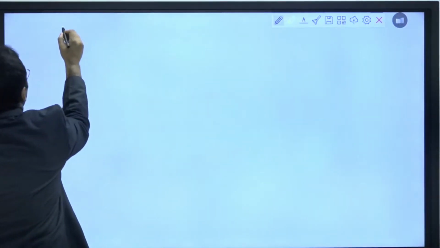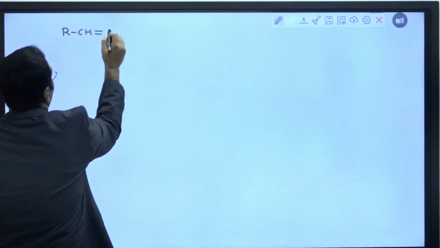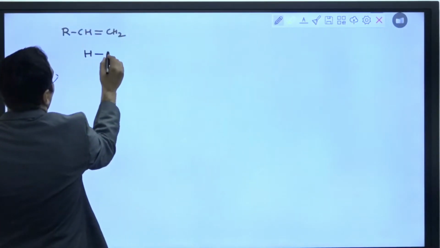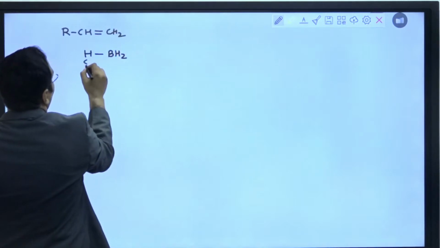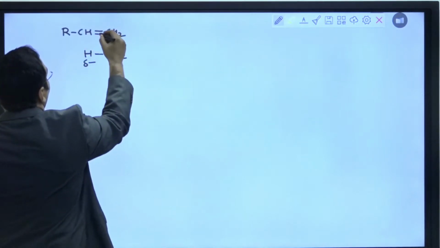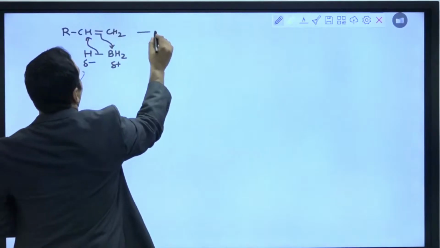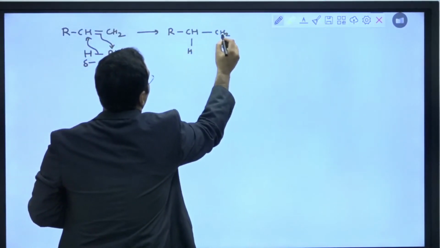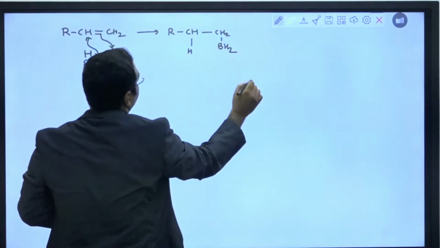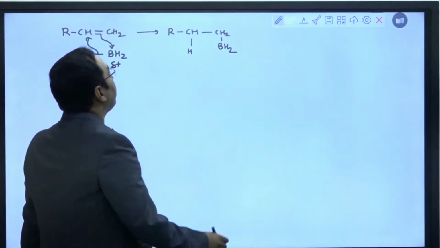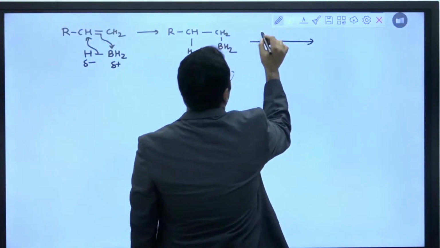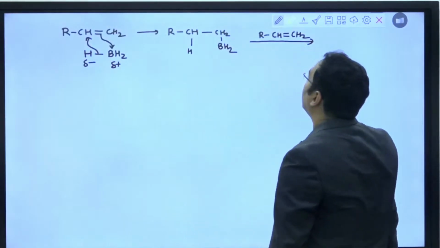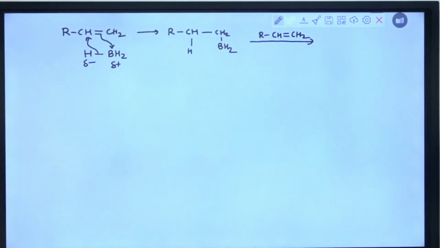So let's rewrite again. RCH double bond CH2 reacts with HBH2. H was the negative part, this was the positive part. So this attacks here and this attacks here, and it forms RCH CH2 BH2. I hope this is fine. Same बात लिखी मैंने. Now you will bring another unit of RCH double bond CH2. एक और यूनिट लेके आते हैं. चलो भाई एक हो गया रिएक्शन, अब एक और से करते हैं.